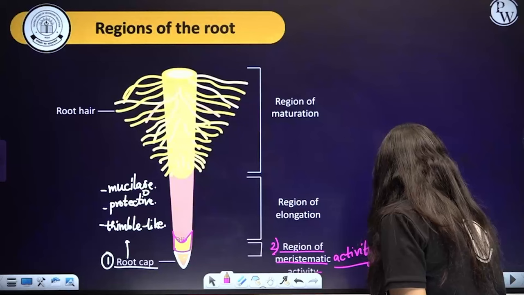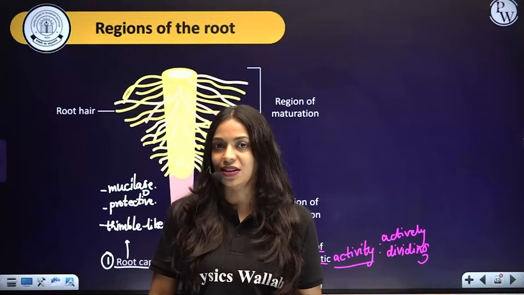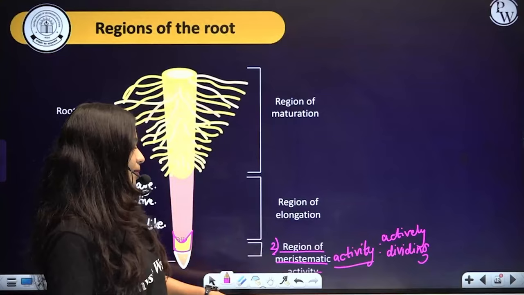Because they're constantly dividing, they will keep on adding more and more cells to the root. One becomes two, two then becomes four. So these cells are dividing, and giving rise to more cells in the root, which will contribute to the growth of the root. All right, so that is about the region of meristematic activity. And this, like I already said, will definitely contribute to the growth of the root.